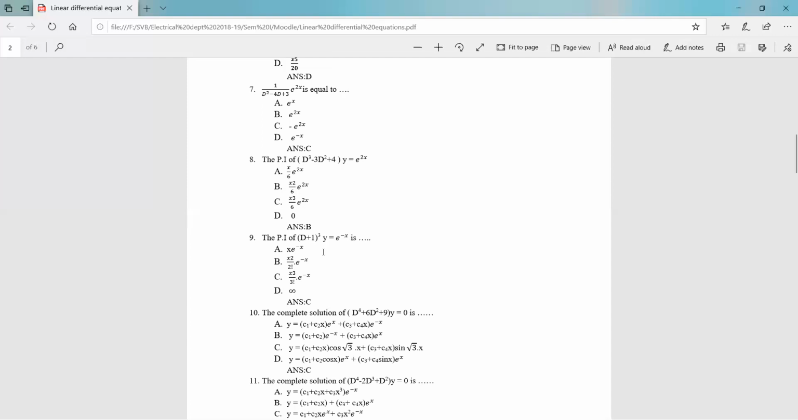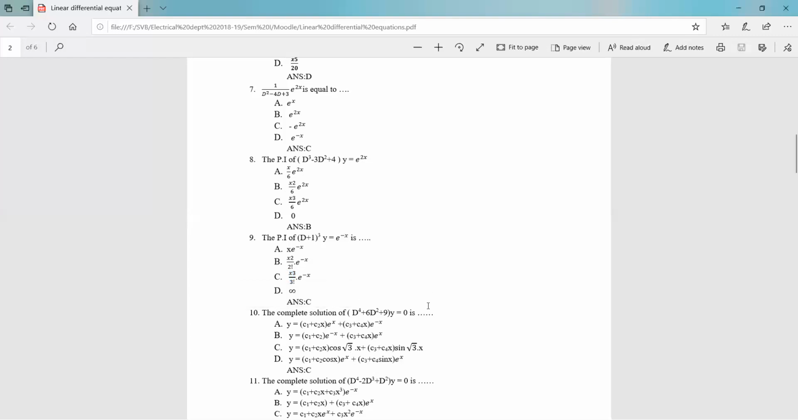That time we have to use the previous procedure we have discussed. Take x on the numerator and take the derivative of the denominator, again put d is equal to minus 1. If the denominator becomes 0, take x square on the numerator and again take the derivative of the denominator. By using this process, we get the answer as x cube upon 3 factorial e raised to minus x.